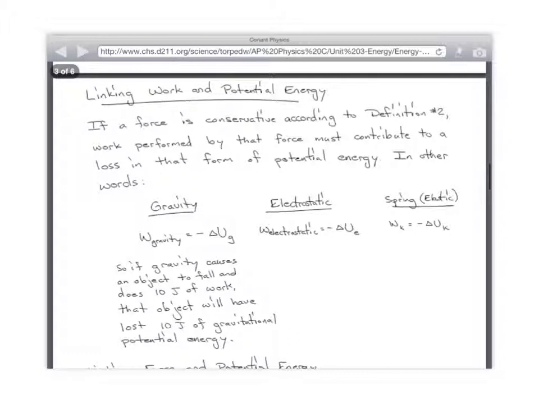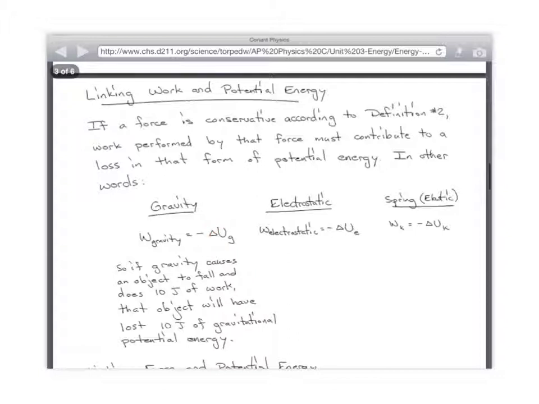Did I do work? Yes. How much did I do? Positive 9.8 joules. And the net work was 0. So we say that the work due to gravity is equal to the negative change in potential energy. So if the work due to gravity was negative 9.8 joules, then it gained positive 9.8 joules worth of potential energy. Does that make sense?